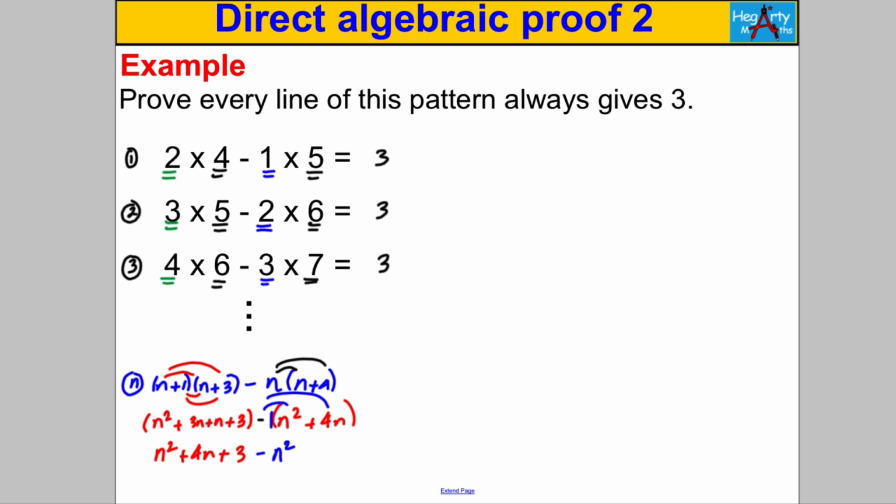So we're going to take away n squared, we're going to take away 4n. Now we're going to be able to combine like terms, collect like terms. N squared take away n squared is no n squared. 4n take away 4n is nothing. And look what we're left with, 3. Just as we wanted to show. And we've shown that in the nth line, for the general case, you get the answer 3. So we have proved that this is true.